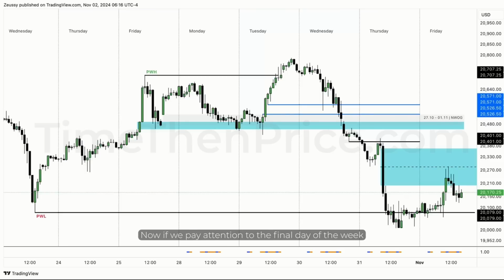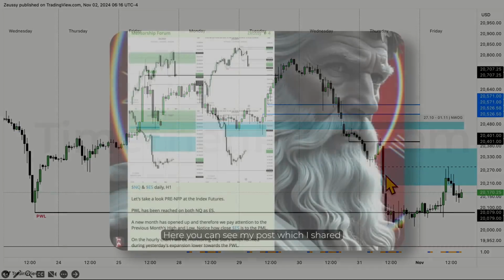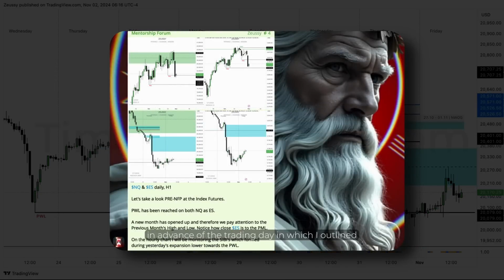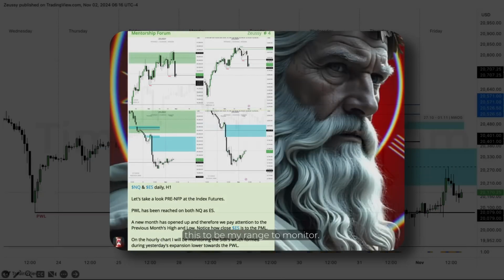Now, if we pay attention to the final day of the week, Friday then, what I want you to see is the following. What I want you to see is that on Friday, I was anticipating this range right here, this CB, which formed on Thursday, to be the range to monitor. Here you can see my post, which I shared in advance of the trading day, in which I outlined this to be my range to monitor.